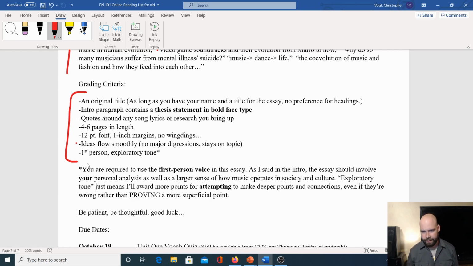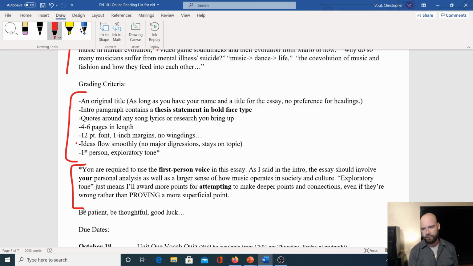So here's what I mean by that. You have to use I in the paper because I'm grading you on your thoughts. Essentially what that means is the grade comes out of how well you can take complicated, slippery, abstract issues like music and culture, and how well can you dig into them and show off that higher level abstract thinking, but with concrete examples.